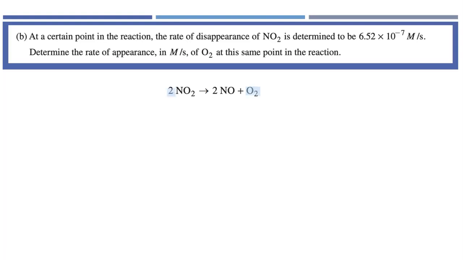What we see is that for every 2 nitrogen dioxide molecules that decompose, 1 oxygen molecule is formed, right? It's a 2-to-1 ratio. And so really all we have to do is use that ratio to find the rate at which the oxygen appears.